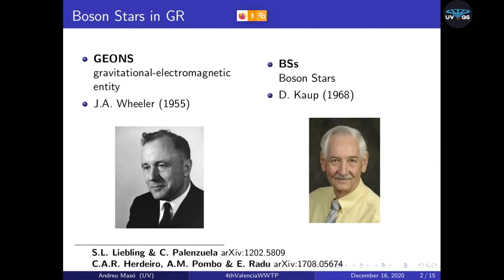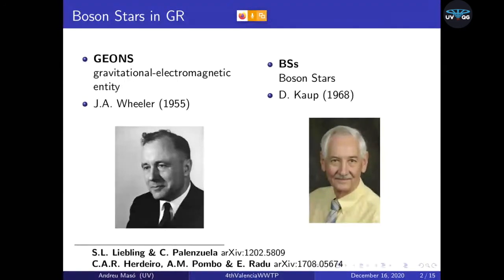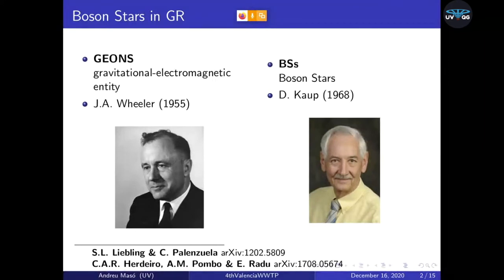Although a stationary solution for geons could not be provided satisfactorily, some years later, in 1968, stationary geons were found in the Einstein-Klein-Gordon system by David Kaup, who substituted the electromagnetic field by a complex scalar field. This concept has evolved also with the work of Bonazzola and Ruffini to what nowadays is known as boson stars.